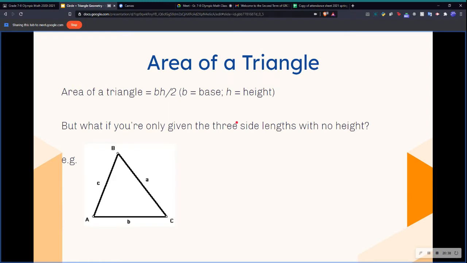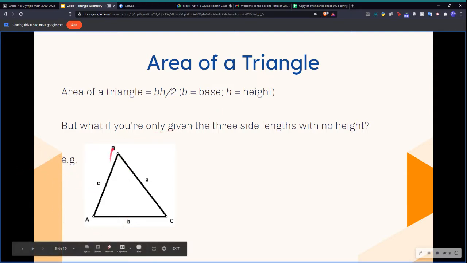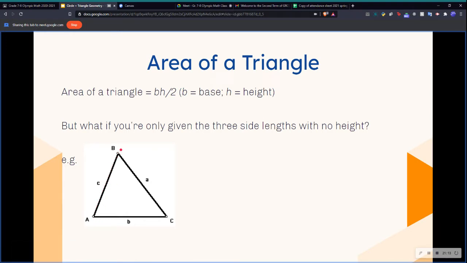Okay, so if you remember the area of a triangle, it's usually this formula of base times height divided by 2. So I put here BH divided by 2. But what happens if you're only given the 3 side lengths of the triangle, and you're not given the height? Here's an example. Say you had the triangle ABC, where you were given side length a, which is BC. You also have side length b right here, which is AC, and side length c right here, which is AB. So from here, how would you calculate the area of the triangle?